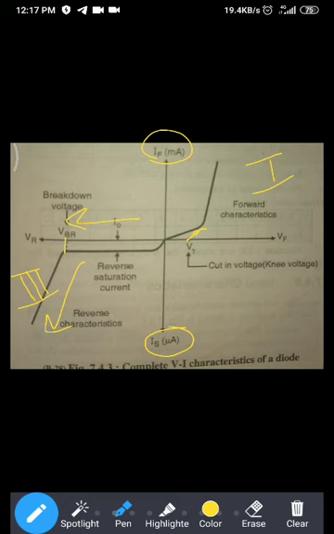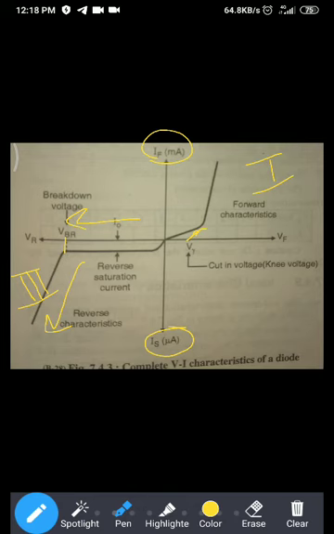So this is your complete VI characteristic of diode. So when the question is asked, draw the complete VI characteristic, then you have to draw forward and reverse. Why is the forward graph in the first quadrant? Because the applied voltage is forward, the current flowing is also positive. So both the parameters are positive. Hence, this graph is in the first quadrant.